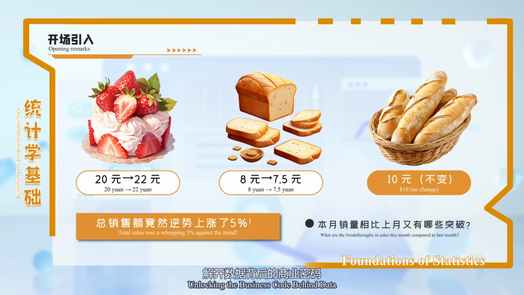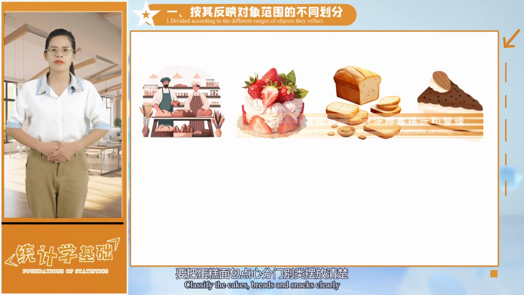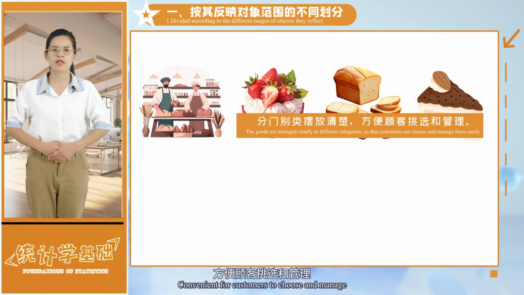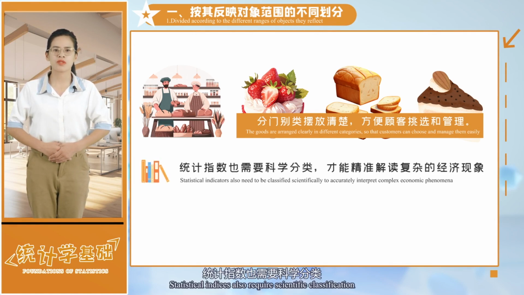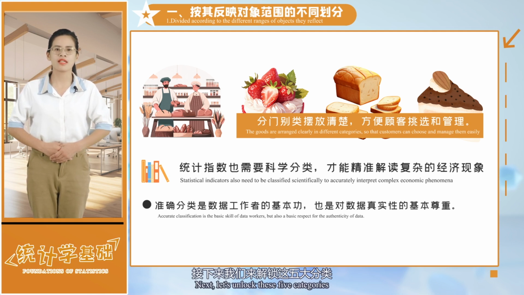Unlocking the business code behind data. It's like a bakery: classify the cakes, breads, and snacks clearly, convenient for customers to choose and manage. Statistical indices also require scientific classification to accurately interpret complex economic phenomena. Accurate classification is a fundamental skill for data workers. It's also a basic respect for real data. Next, let's unlock these 5 categories.